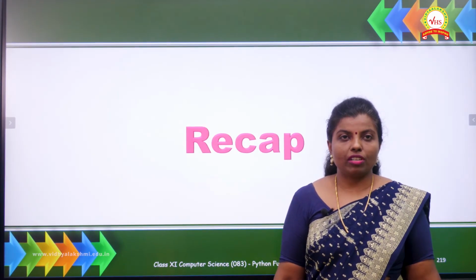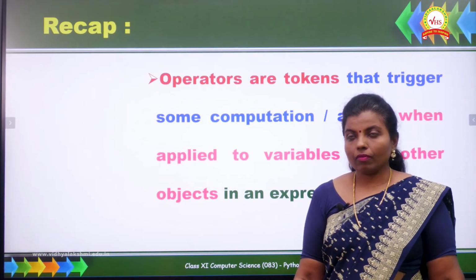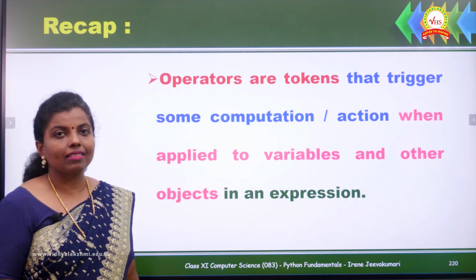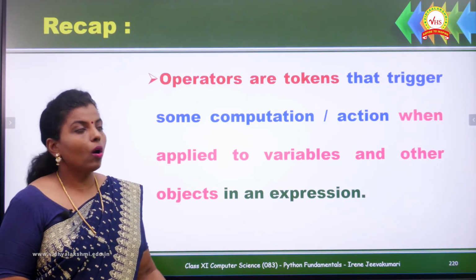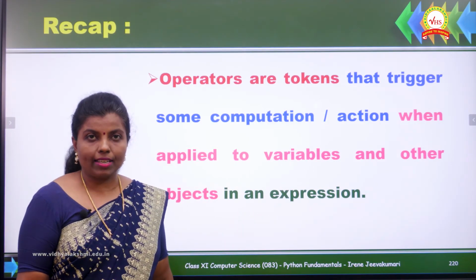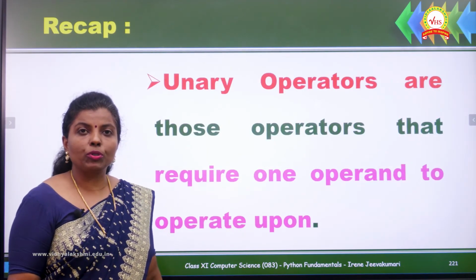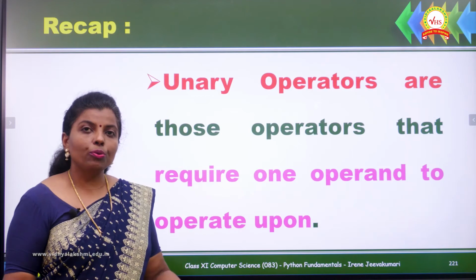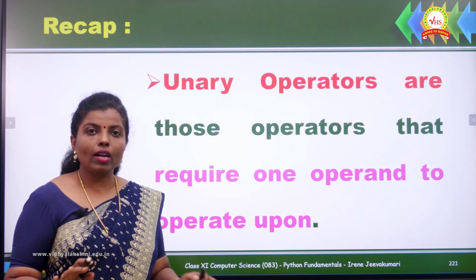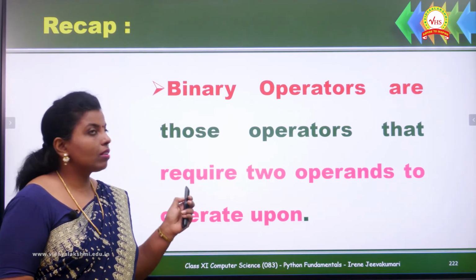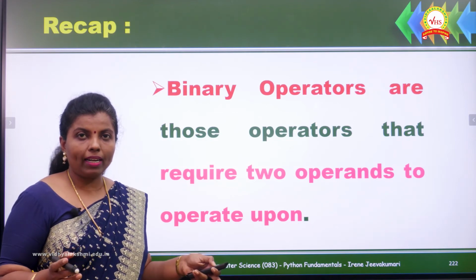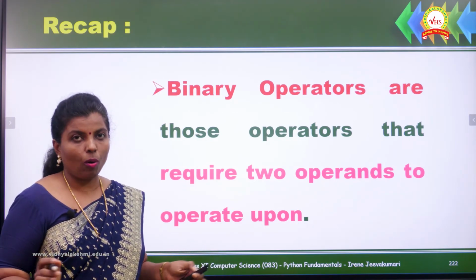Let us recapitulate now. We have learned about operators. Operators are tokens that trigger some computation or action when applied to variables and other objects in an expression. We have learned about two kinds of operators. They are unary operators, which are operators that require only one operand to operate upon, and binary operators, which are operators that require two operands to operate upon.